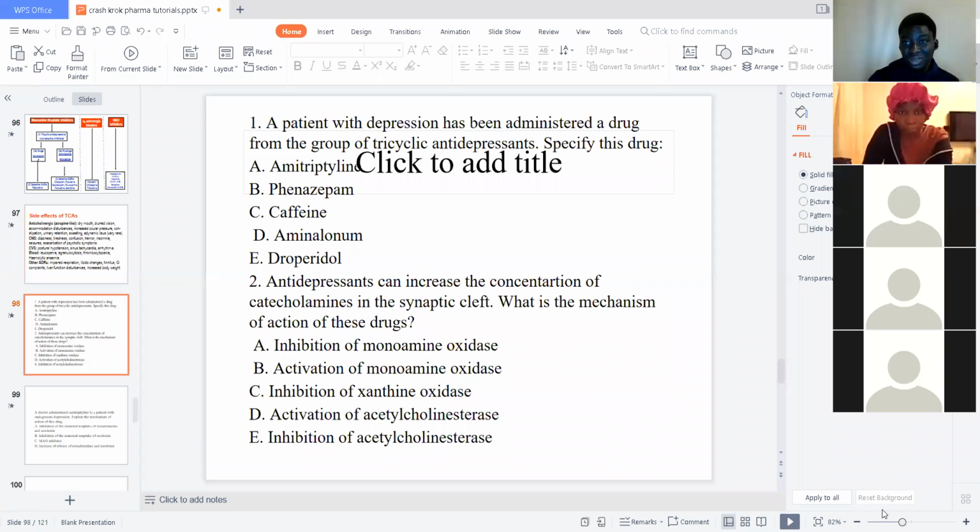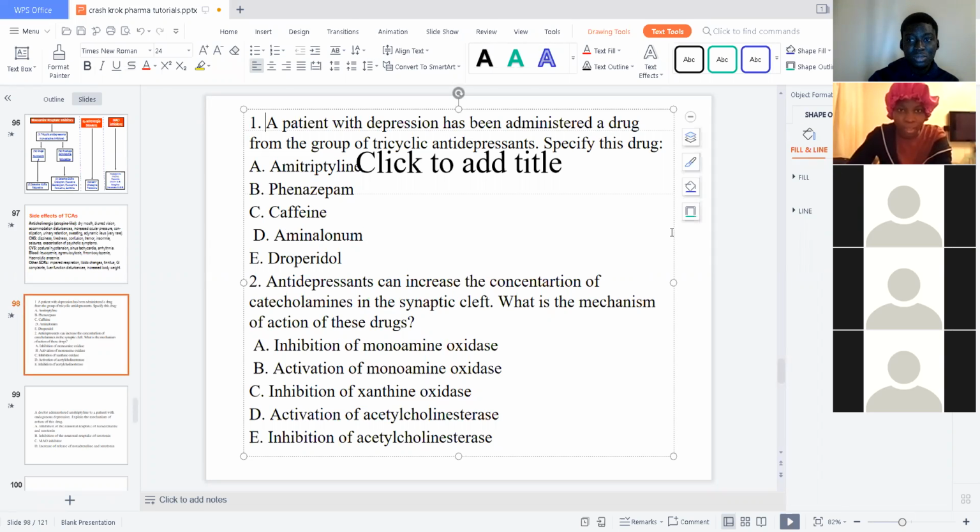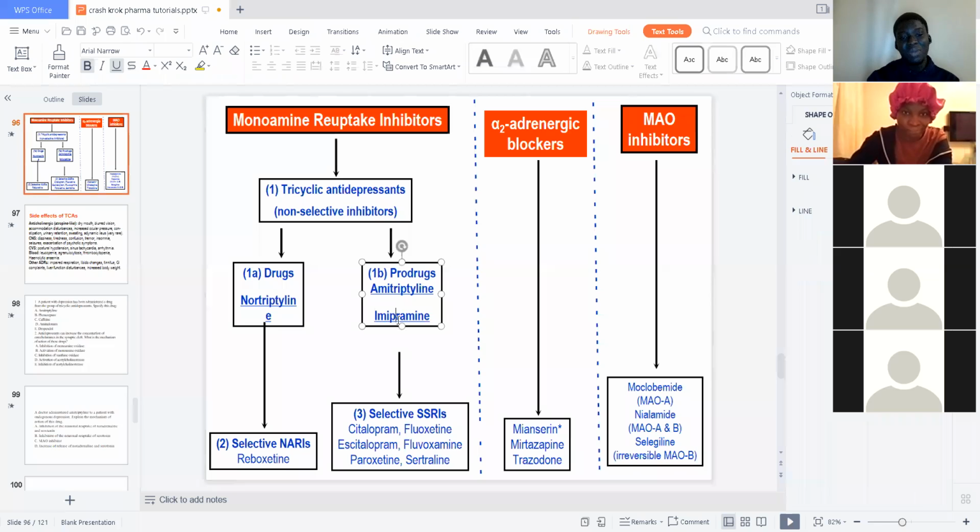Who's going to answer first? Agnes. A patient with depression has been administered a drug from the group of tricyclic antidepressants. Specify these drugs. Yeah, amitriptyline. So drugs used to treat depression are amitriptyline or imipramine or nortriptyline or fluoxetine.